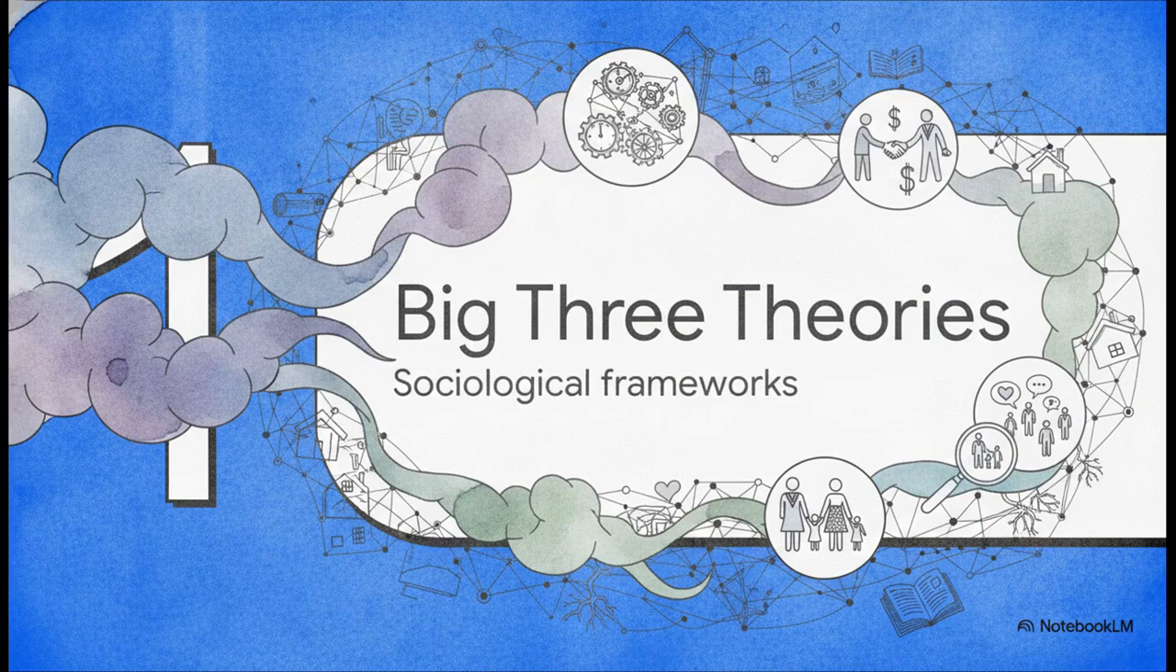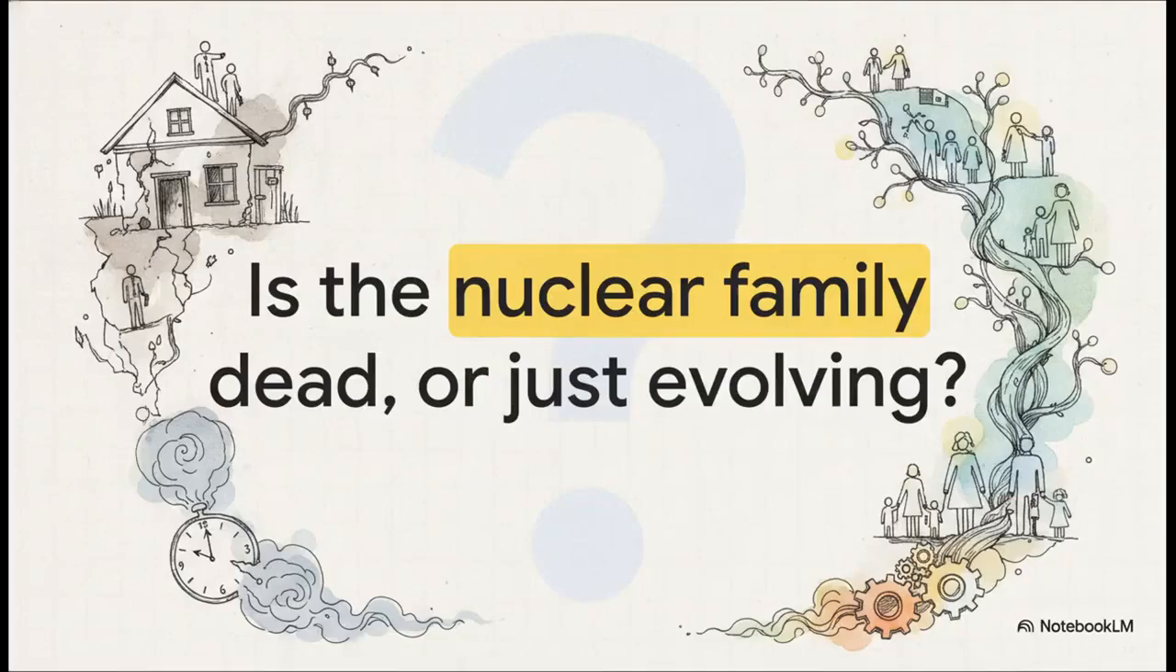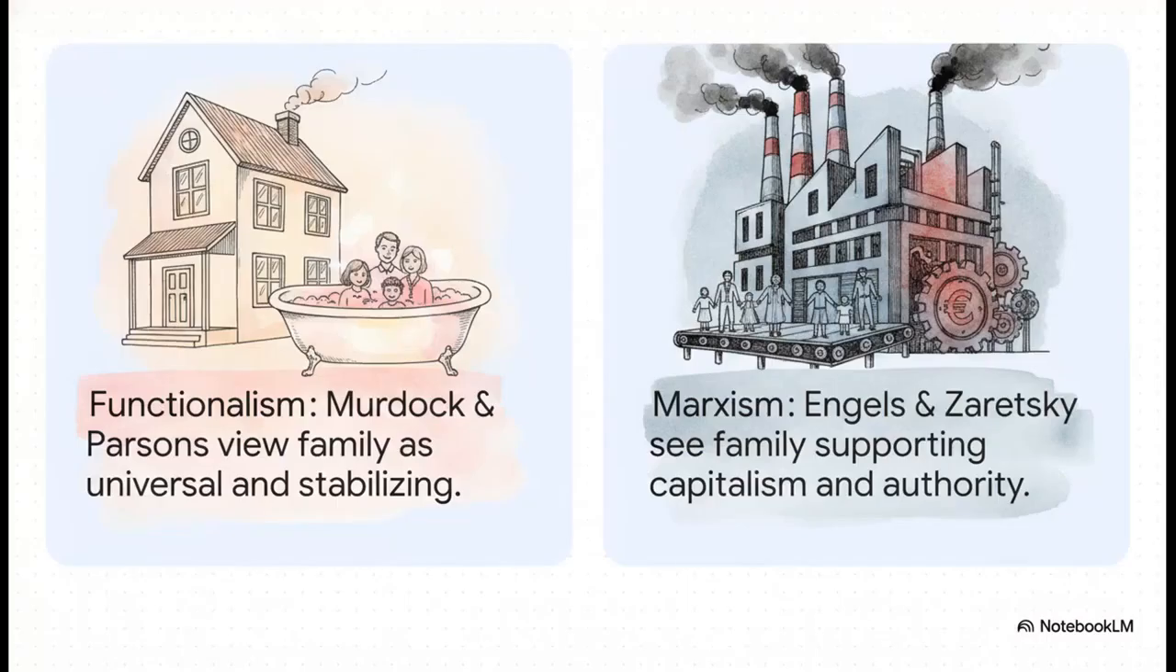Okay, Section 1, the big three theories. Let's just dive right into this theoretical battleground. You absolutely cannot write a top-end essay without these foundational lenses. I want you to keep this central question right in the back of your mind as we go through the evidence today. Is the nuclear family dead or just evolving? Because honestly, that is exactly the type of 40-mark essay prompt you're going to face. Every single piece of theory and data we cover from here on out, that's your ammunition for answering this specific question. Let's start by pitting the really big hitters against each other.